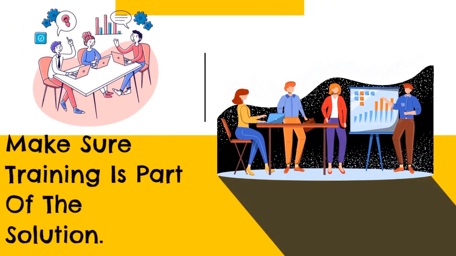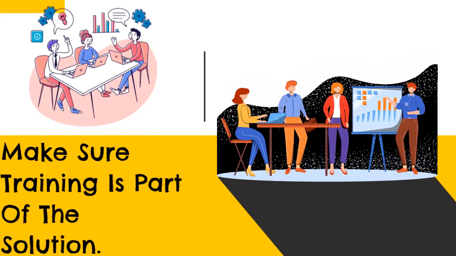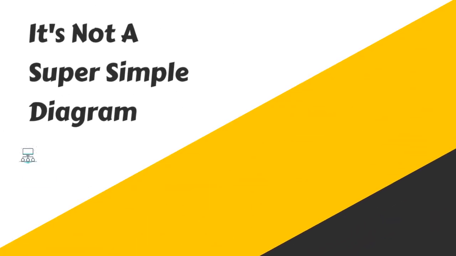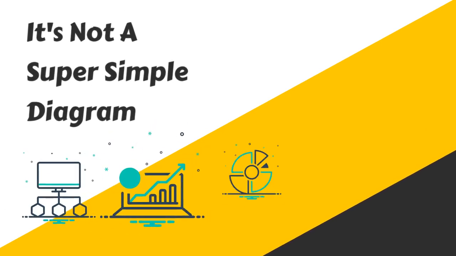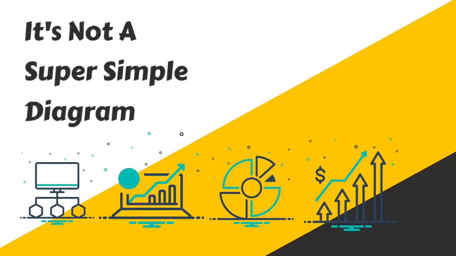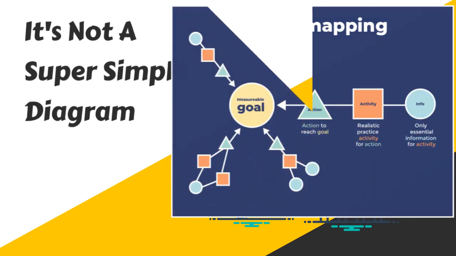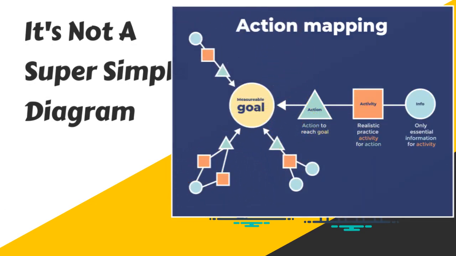Another hint in action mapping is to make sure training is a part of the solution. Action mapping includes needs analysis. It's not just a way to organize content. It's usually not a super simple diagram. The map gets as complicated as you need it to get. It's common to list major actions you want people to take on the job, and then break them down into sub-actions that branch off the major ones.